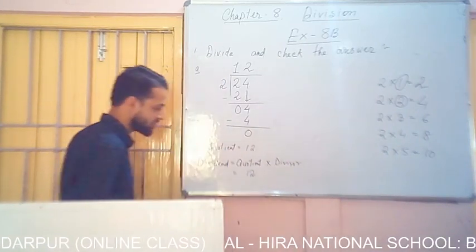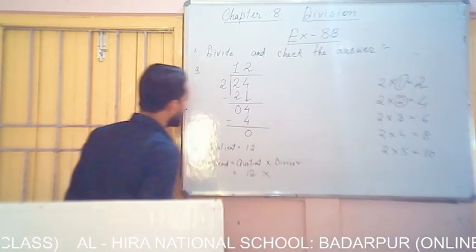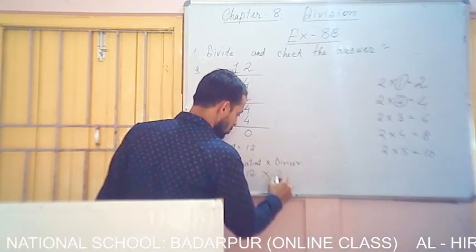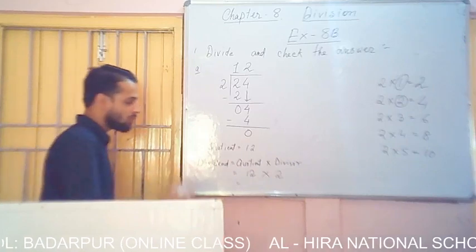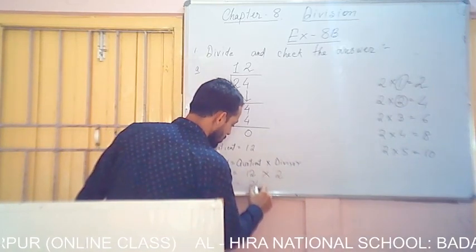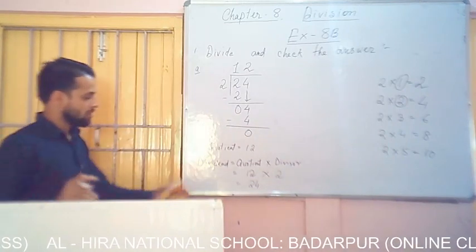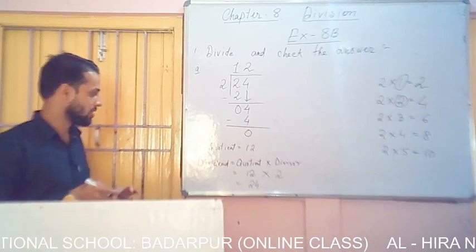So in place of quotient we have to write 12. Now which number is the divisor? That is 2. So in place of divisor we have to write 2. So if we multiply 12 by 2, we get 24, which is equal to the dividend. So the answer is correct.